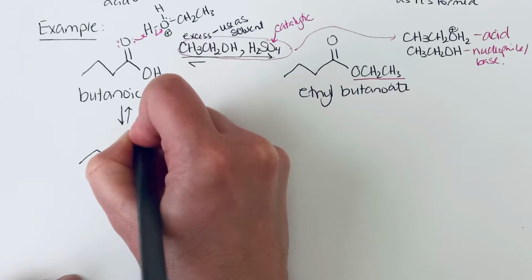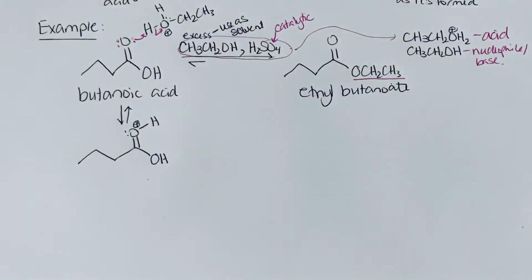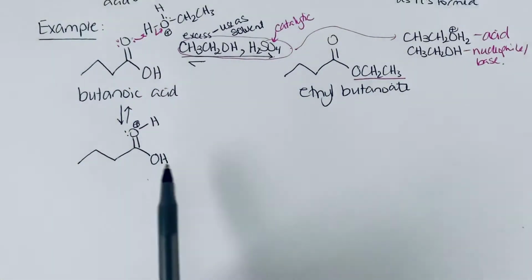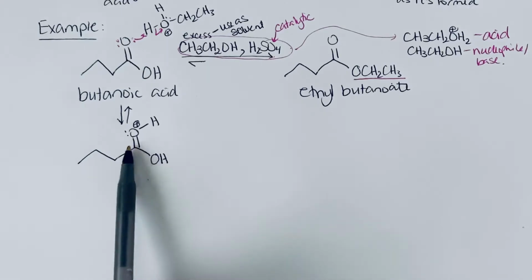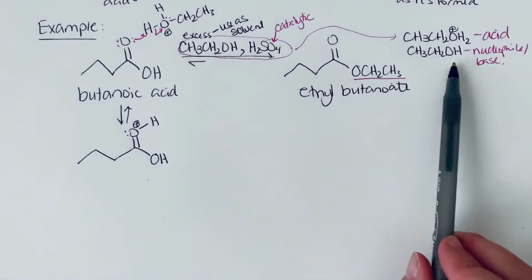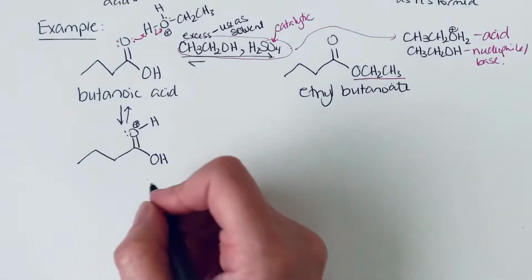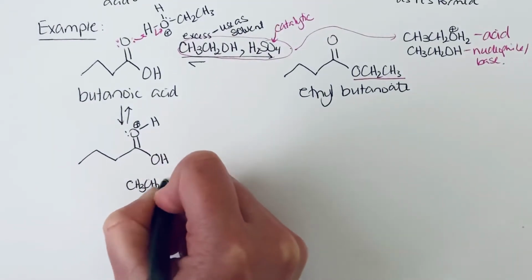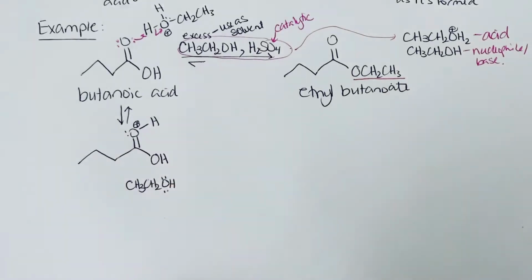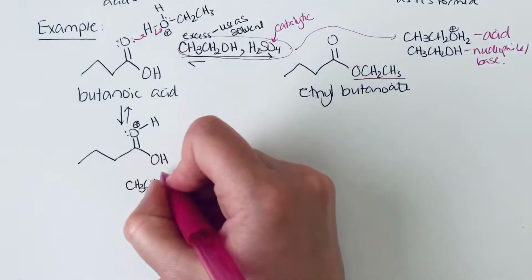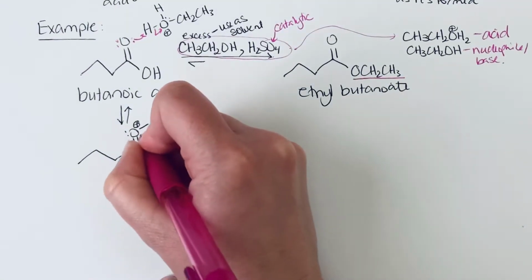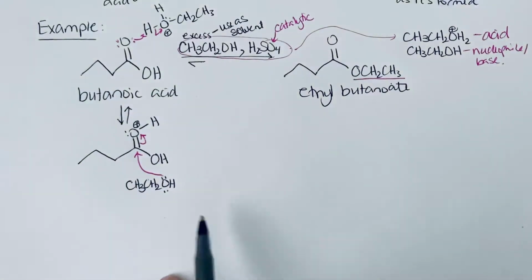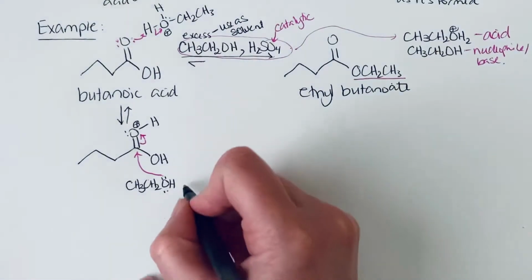So there we have the protonated carboxylic acid. Now this is more electrophilic, so it can react with even a weak nucleophile such as a neutral alcohol. So the next thing that's going to happen is that neutral alcohol is going to attack the carbonyl carbon. And when it does, we're now going to have 4 single bonds to this carbon. So that is going to be a tetrahedral intermediate.